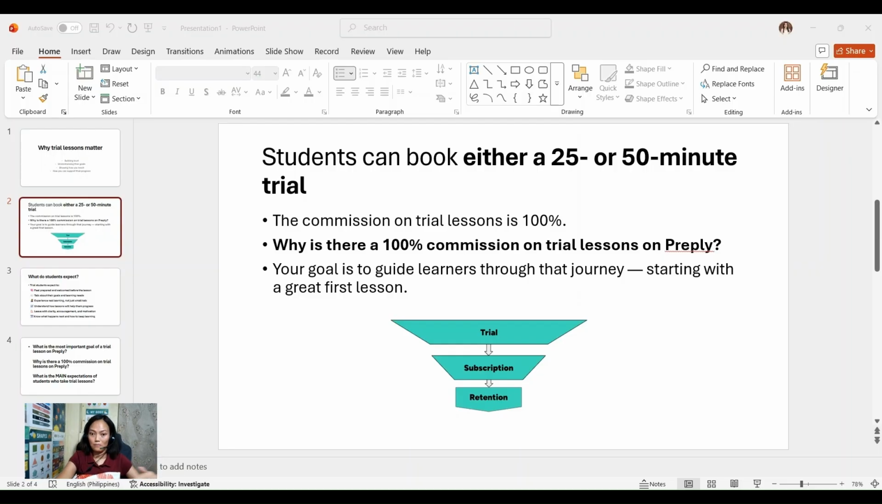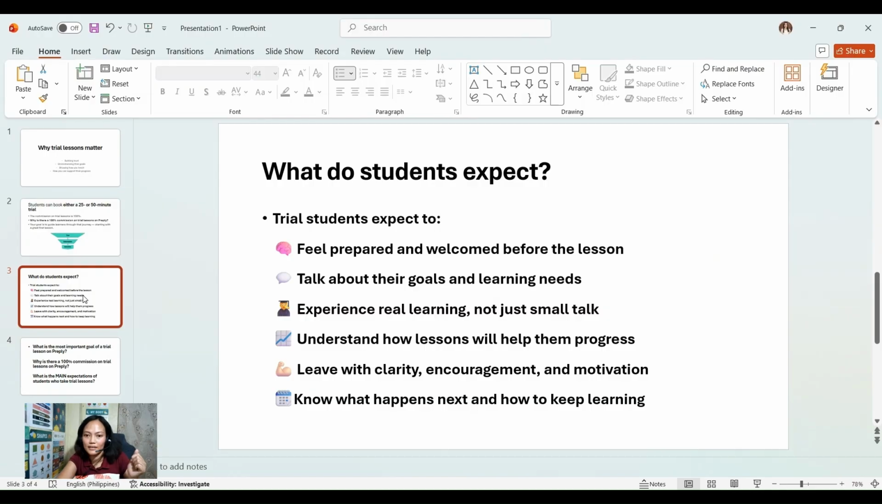Next, at the bottom, these are the loyal students who stay with you long term. So, di ba? Kwarta. Pag stay sa imo si student, may money. See? That's why you have to give your best if it's a trial lesson. Do everything. Okay? Now, let's move to the next slide.